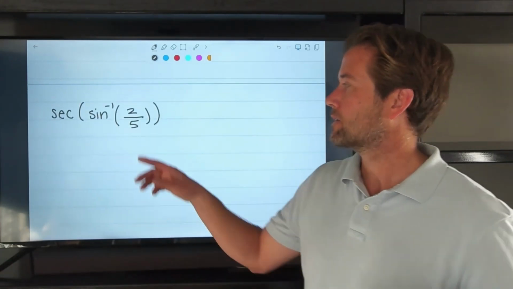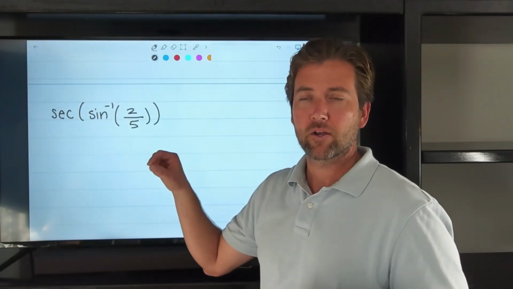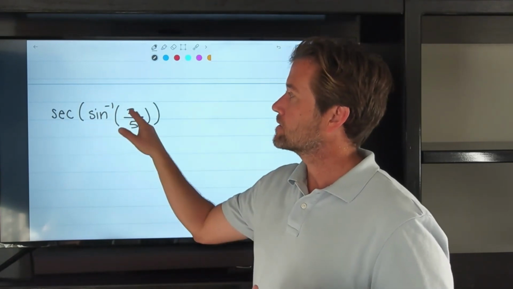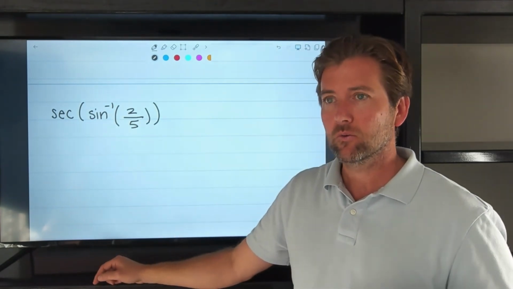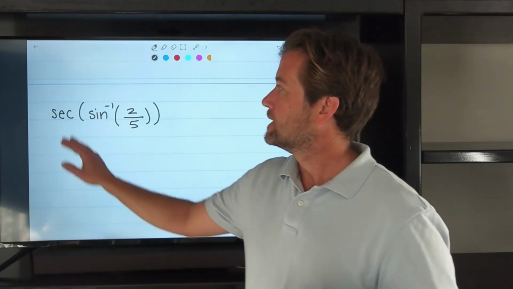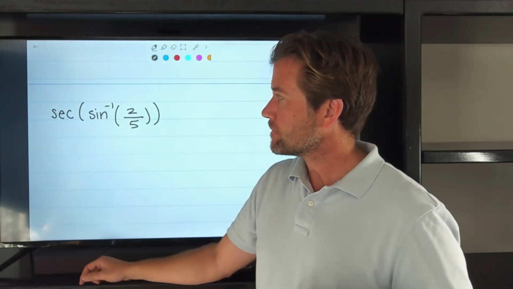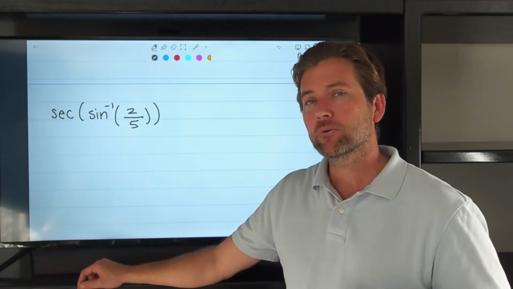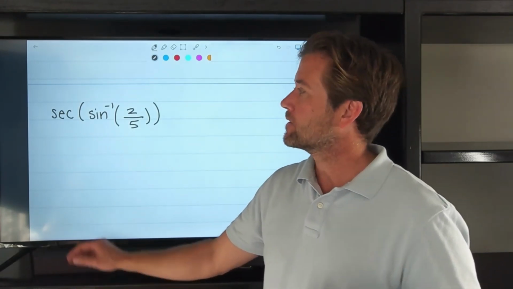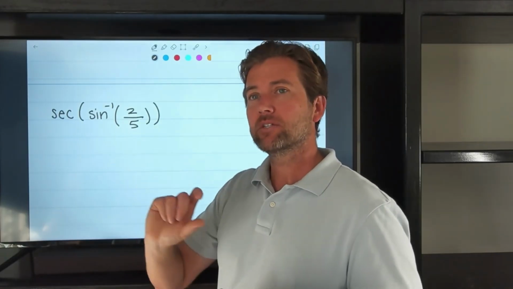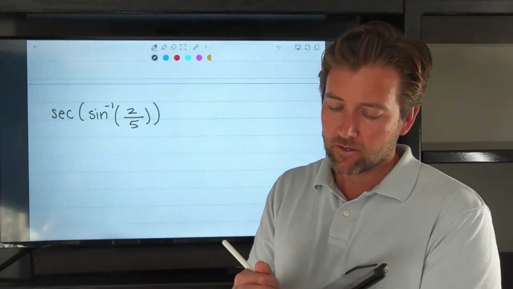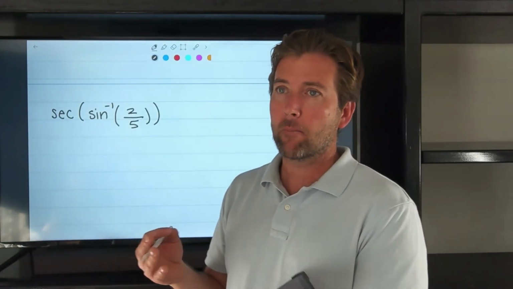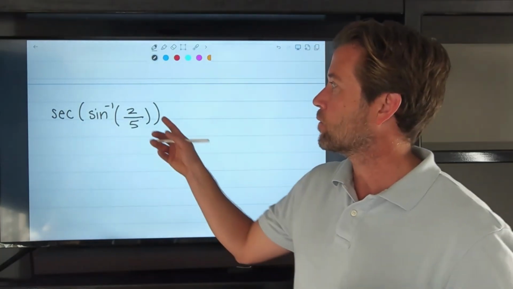Okay, so 2/5 represents a y coordinate on the unit circle. Arc sine will be an angle in between or including -π/2 to π/2. Secant. So when I see the trig function secant, I think of the reciprocal of cosine. So I'm going to find the cosine of this angle and then take the reciprocal of it. Now, I'm not familiar with a point on a unit circle with a y coordinate of 2/5.